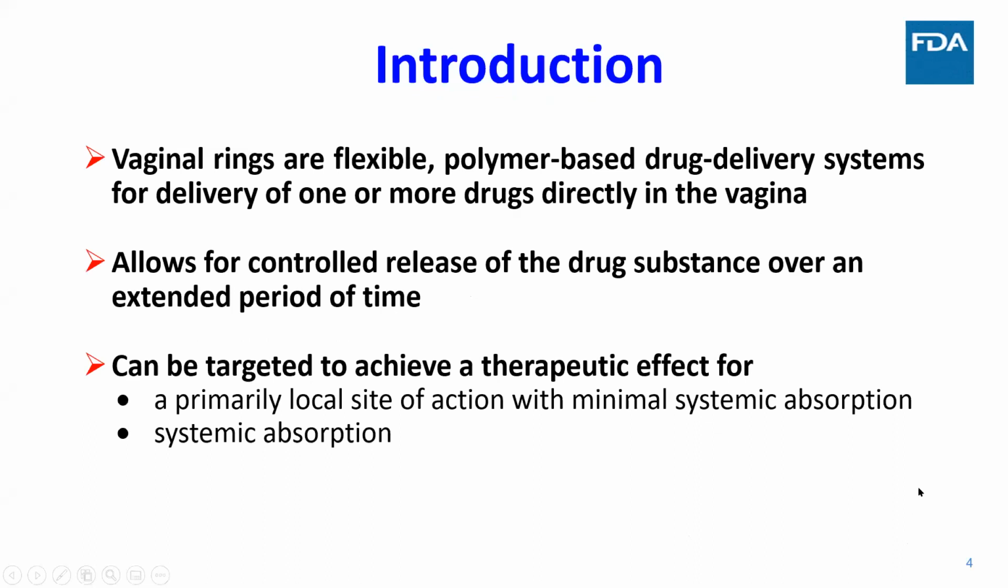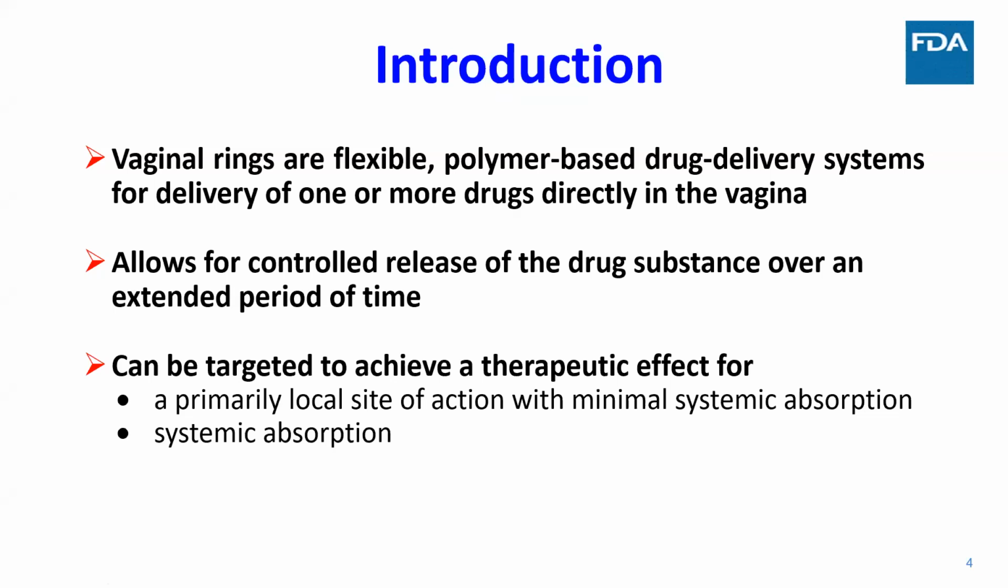So vaginal rings are flexible polymer-based drug delivery systems for delivery of one or more drugs in the vagina. We are aware of different types of vaginal drug delivery systems, but this presentation is specific to the vaginal rings. The ring typically allows for controlled release of the drug substance over an extended period of time, ranging from weeks to months. And vaginal rings releasing the drug for up to a year have been approved.